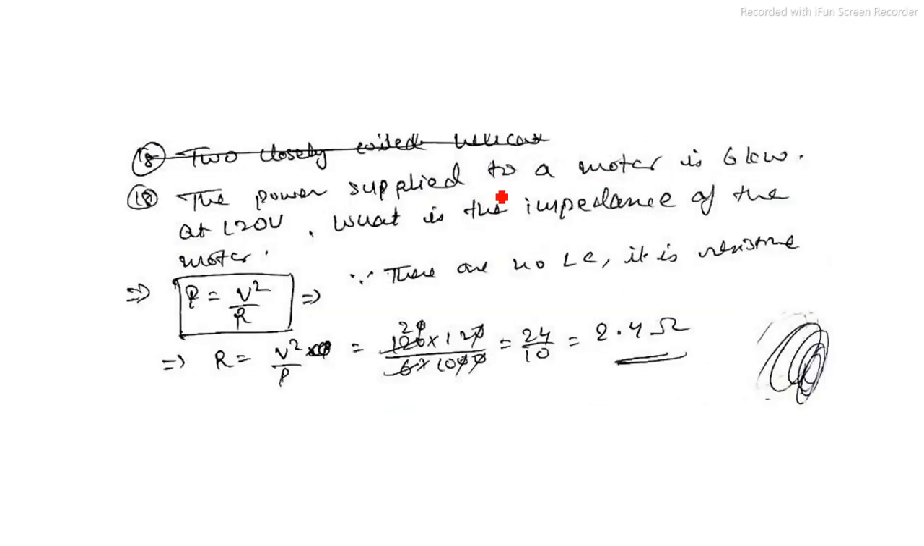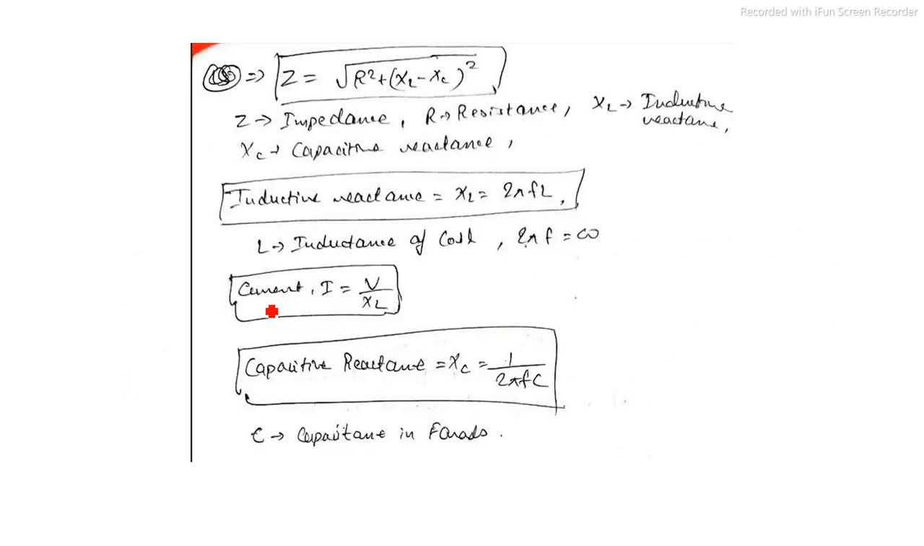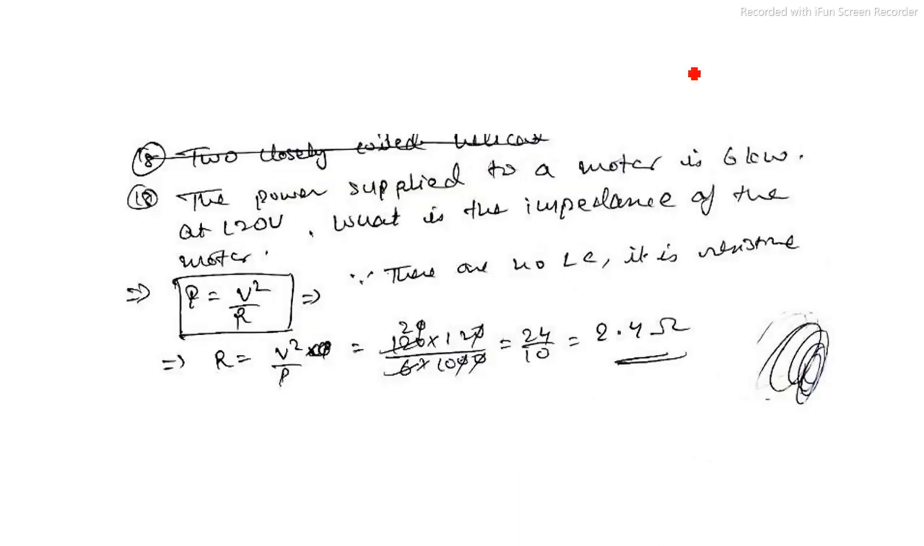Next, the power supply to a motor is 6 kilowatt at 120 volt. So what is the impedance of the motor? The formula for impedance is in the next slide. So here you see the formula for impedance is Z is equal to root under R square plus (XL minus XC) square, where XL is the inductive reactance and XC is the capacitive reactance. But here in this question you can see only resistance is given.